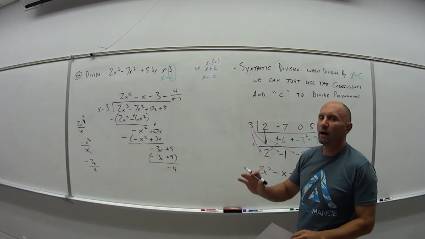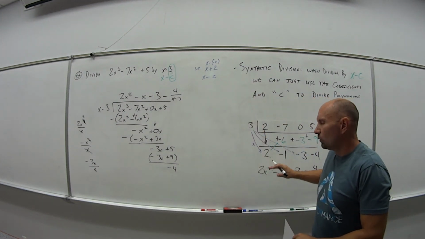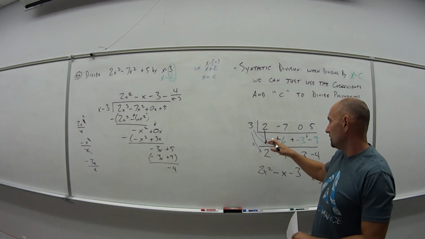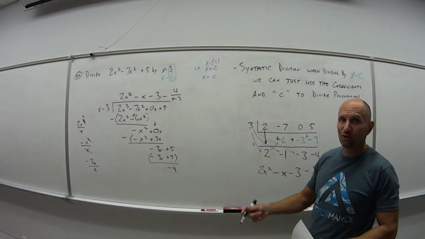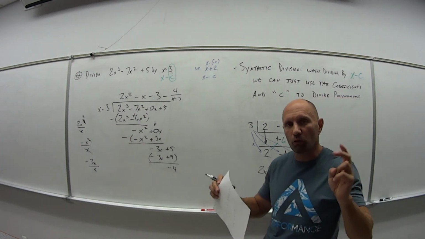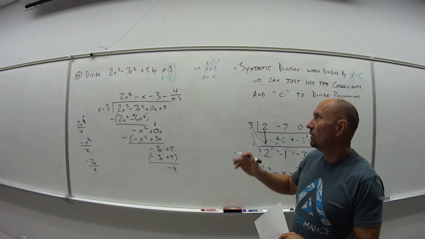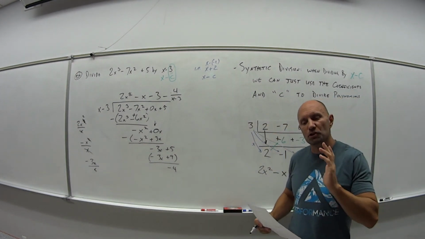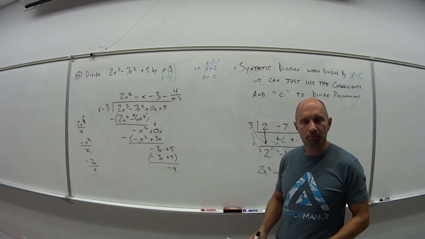So as long as we're dividing by x minus c, we can use synthetic division, and you can tell this is a lot quicker, a lot cleaner, a lot less chance for making a quote-unquote dumb mistake. And so when we're able to use synthetic division, that's the route we want to go.